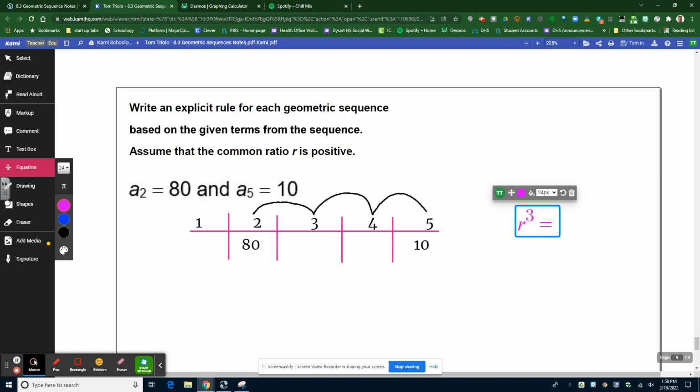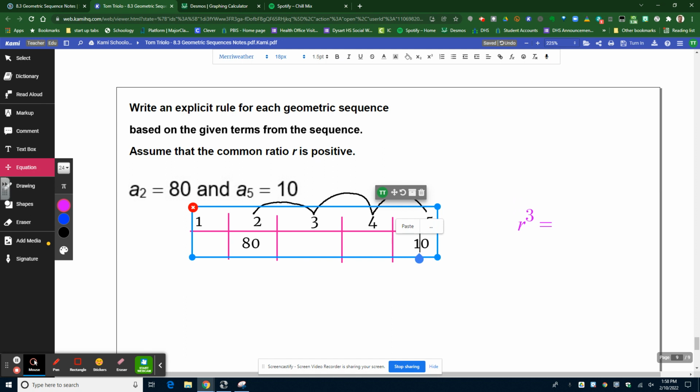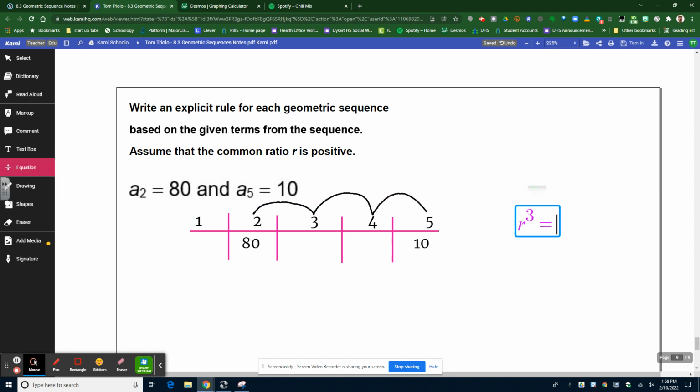You always take the number further along down the line. So in this case, the 10, and divide it by the prior number. So 10 80ths. Okay, so take a few moments and solve for R. And once you have solved for the common ratio, check to make sure it works. So start with 80 and apply it forward. And then see if you can figure out your first term, and then create your explicit rule.